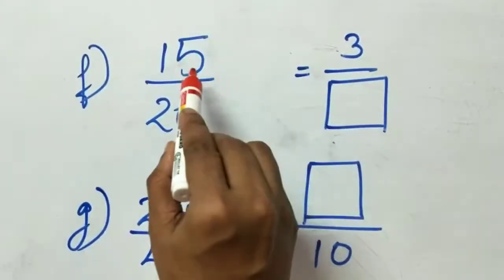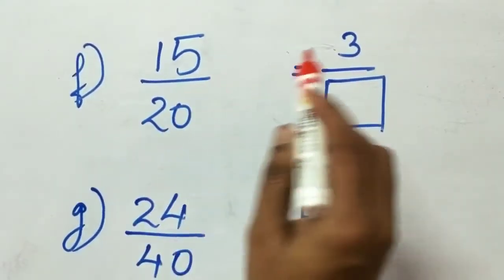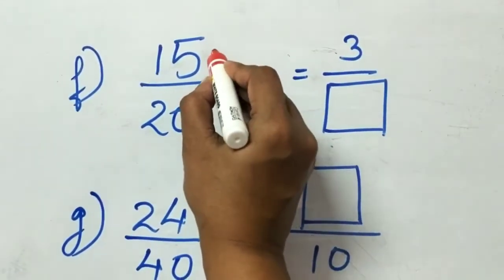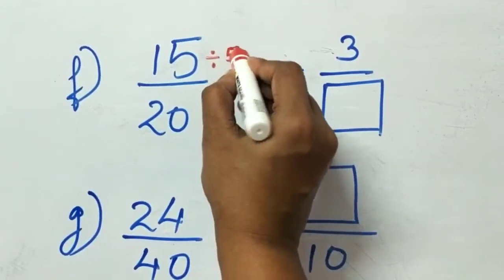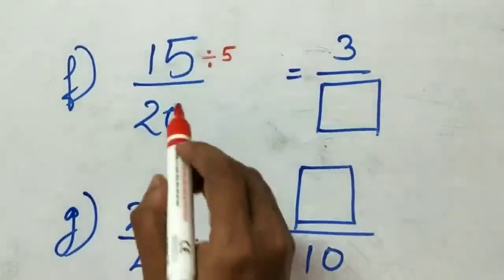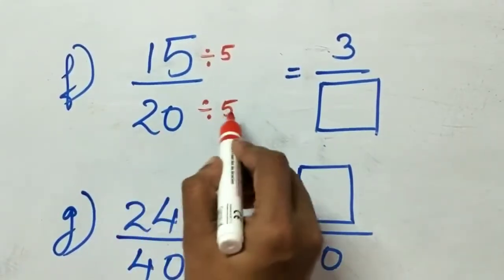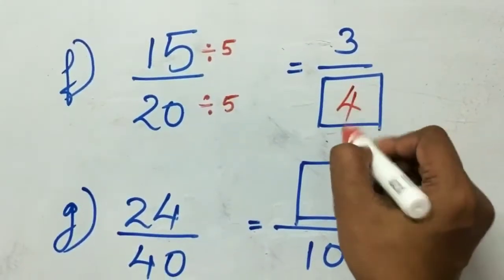15 divided by 20 is equal to 3 by dash. Now look here, 3 is less than 15. So 15 divided by a number is 3. Which is that number? 15 divided by 3, which is that? 5. 15 divided by 5 equals 3. So divide the same number. 20 divided by 5, 4. 3 by 4.